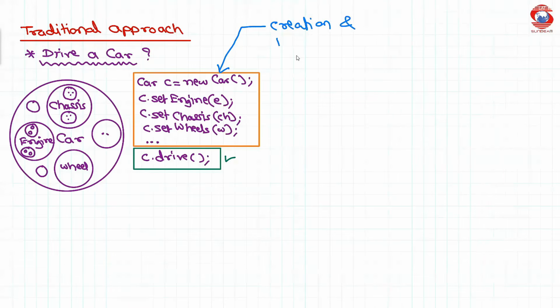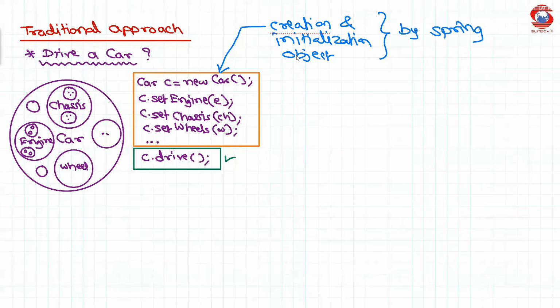Creation and initialization of object. Why don't you outsource this? Why don't you leave it to someone else? This will be automatically taken care of, and this is done by Spring. Spring says that you don't waste your time. You just tell me what kind of object you want to create and what kind of initialization you want to do. You just give me the configuration. You don't write Java code. You tell me the configuration of what you want to do, and I will take care of it. I will handle that.